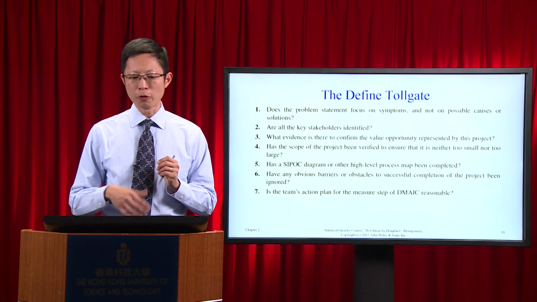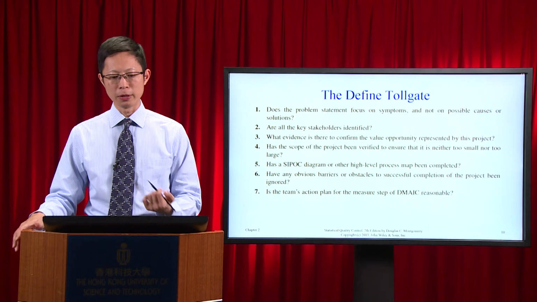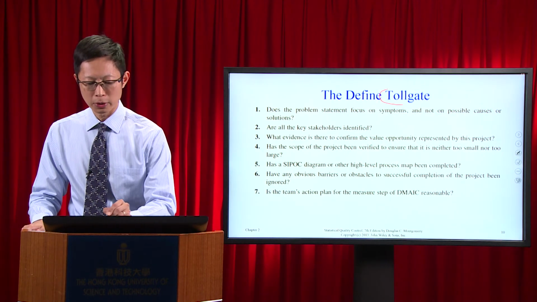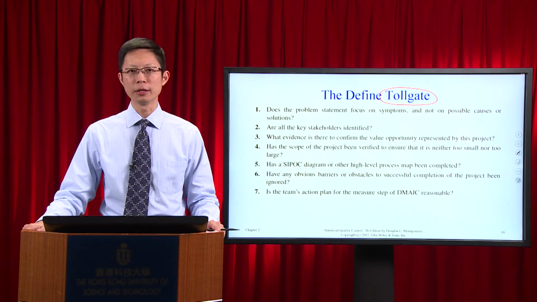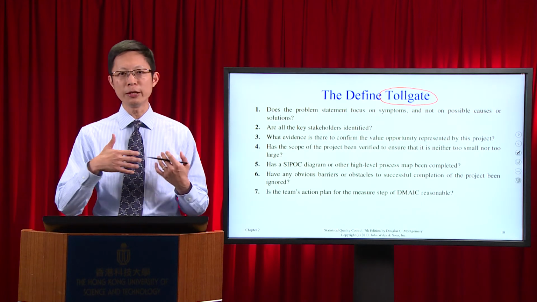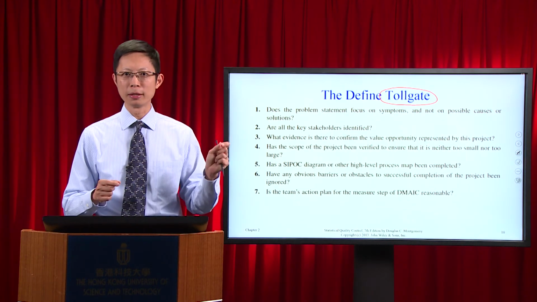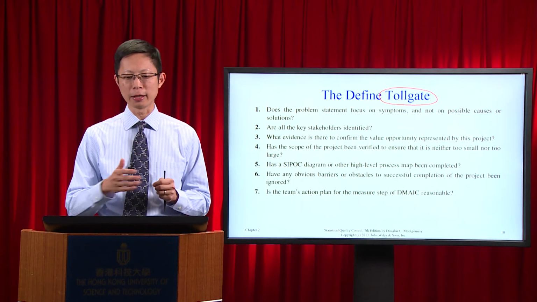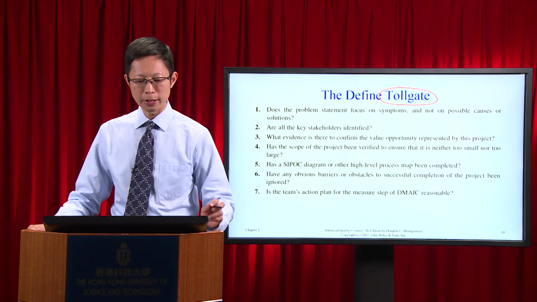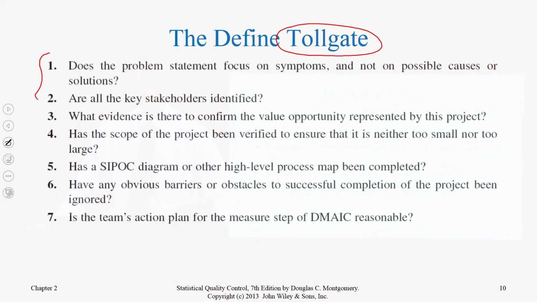Usually before we leave a step, in this case the define step, we have a thing called a toll gate. A toll gate is like driving on a highway. If you want to leave the highway, you need to pay and do some checking. It's like a checking gate. Before you leave the define phase, you need to check several points, and here is just a summary. For example, is the problem statement focused on the symptom, not the cause and solution? The define phase needs to define a problem, not a solution. Sometimes people directly put down a solution there, which is wrong.